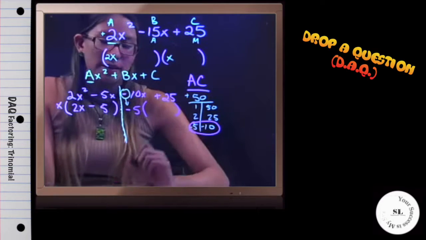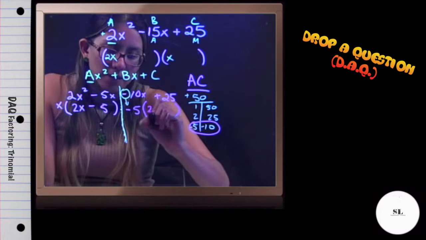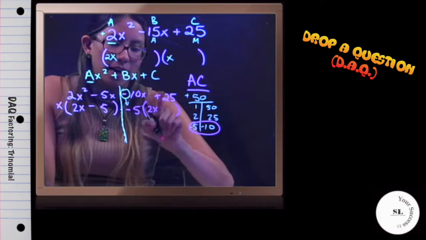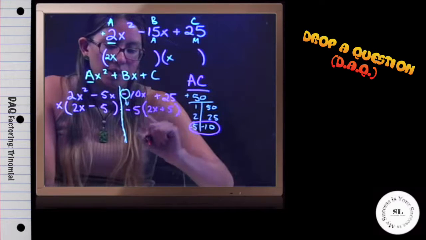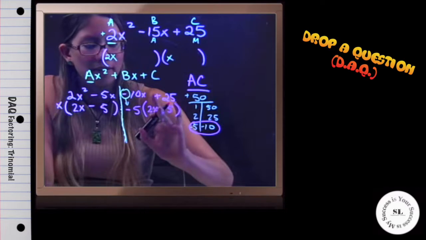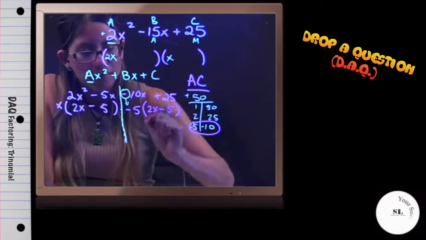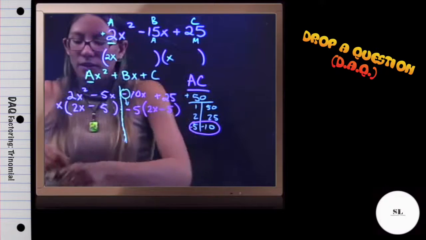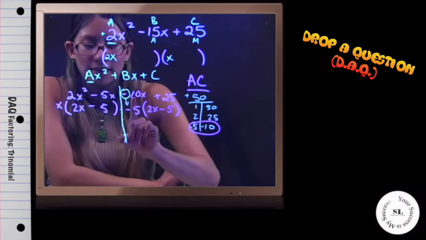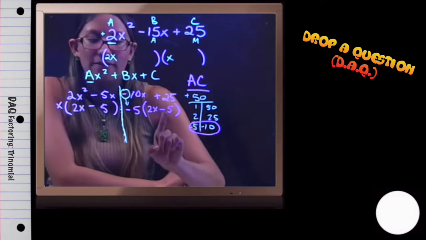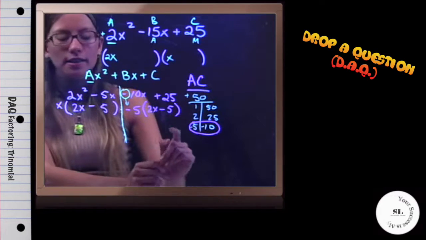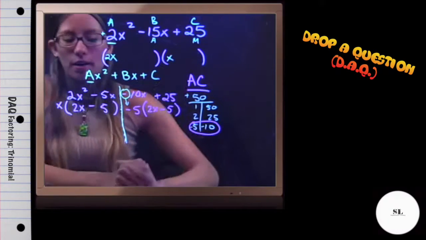And now whatever's left over, negative 5 times 2x will give us negative 10x. And then negative 5 times negative 5 will give us a positive 25 again. That's the only thing a little bit tricky about factoring out the negative. You always want to double check. Negative 5 times 2x will give us negative 10x. Negative 5 times negative 5 should give us positive 25. So be careful when you're factoring out a negative to double check your signs and make sure that it should give you back what you had up here.